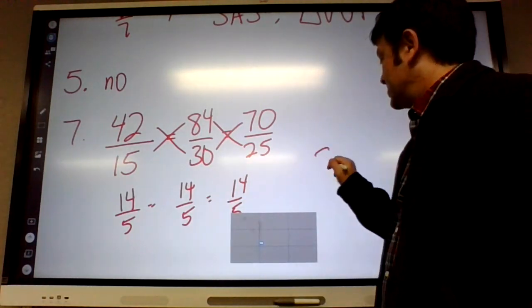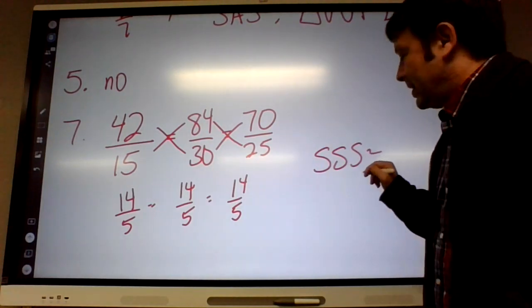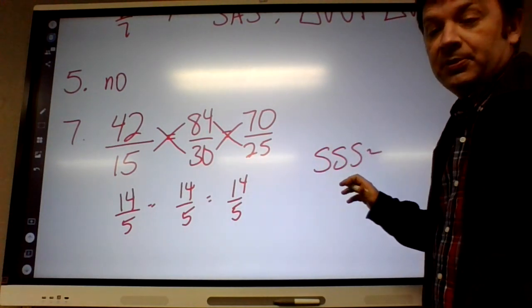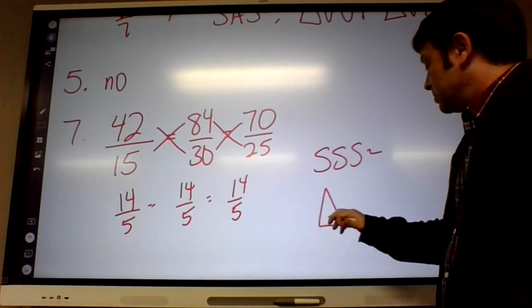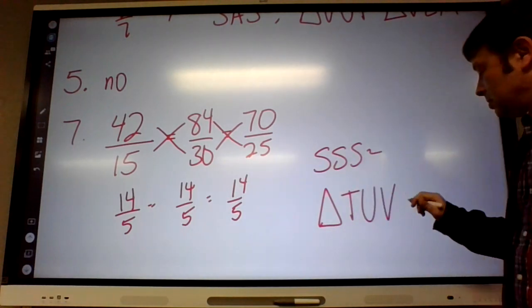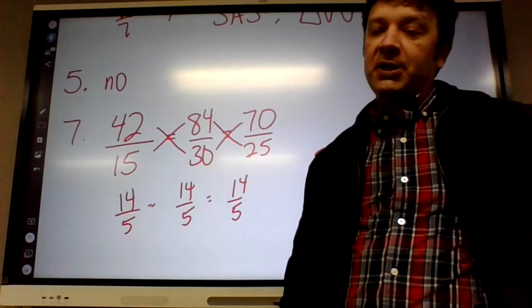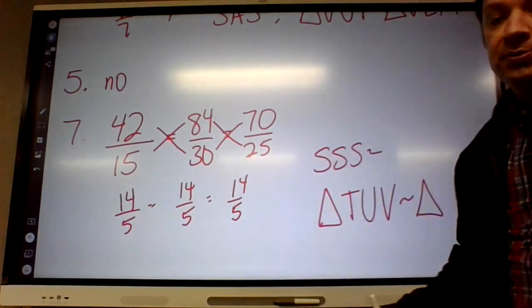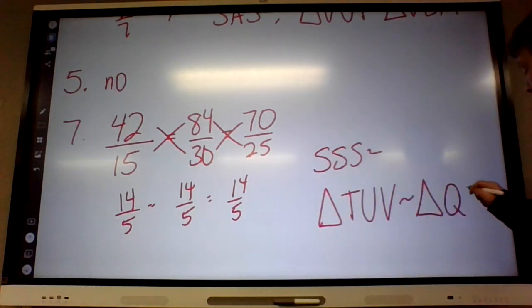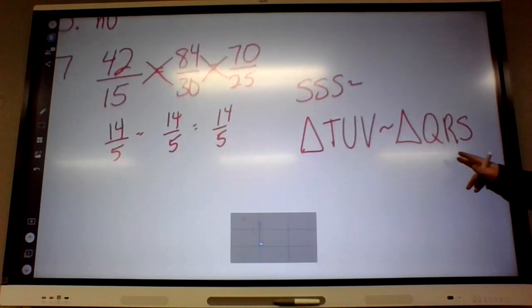SSS. So yeah, that's side, side, side similarity. And then it says at the bottom, triangle TUV is similar to triangle, okay, T on the big triangle matches Q, U matches, so it's QRS.